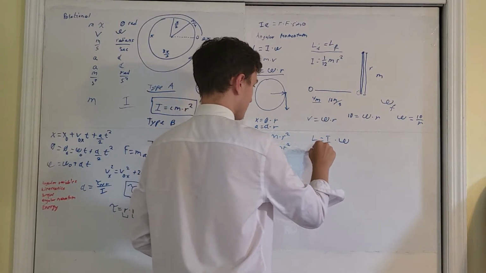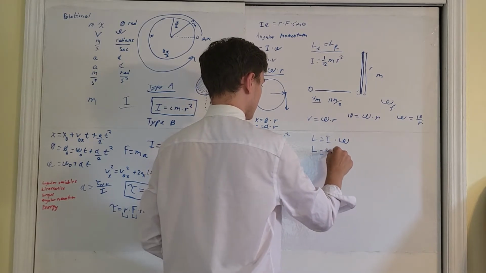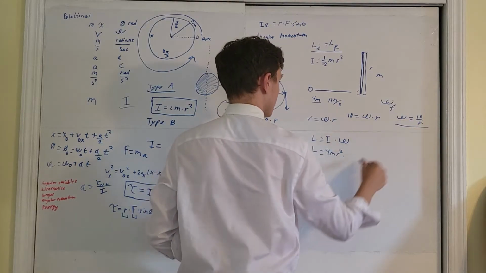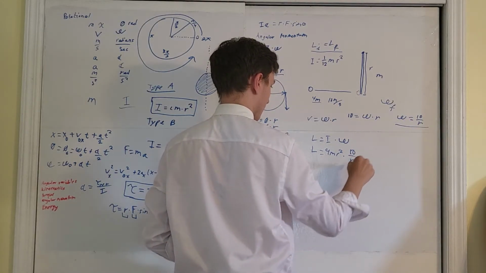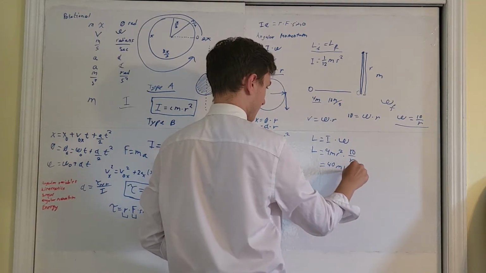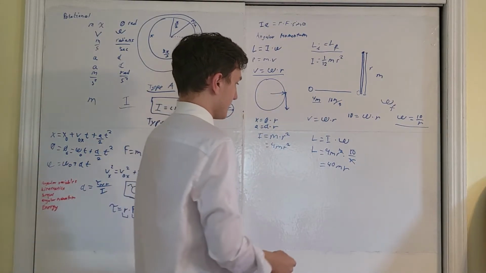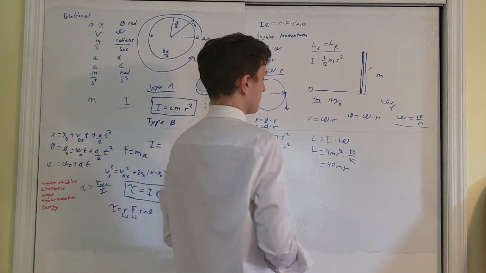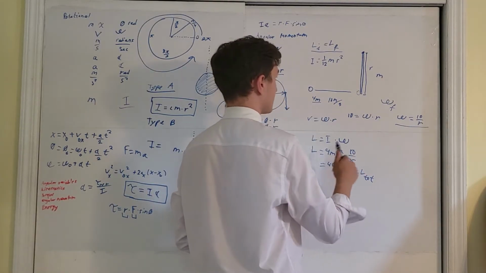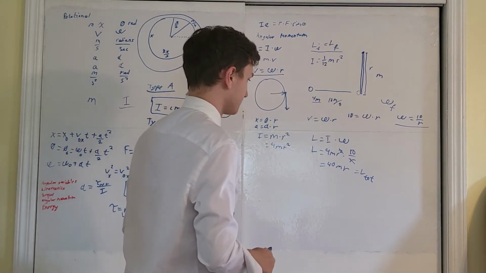squared. Therefore, the angular momentum of the particle just before the collision is equal to 4m r squared times omega, 10 over r, or 40 mr, because these cancel. So that is our initial angular momentum for the particle, which is our total angular momentum, because the moment before the two collide, the rod is not moving.